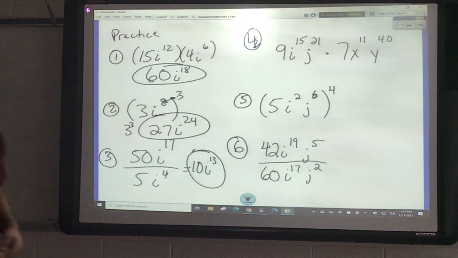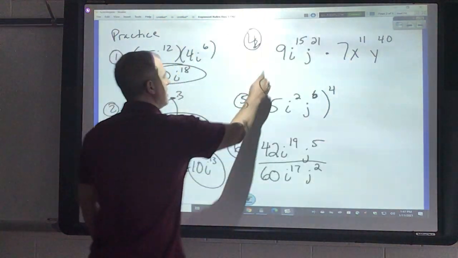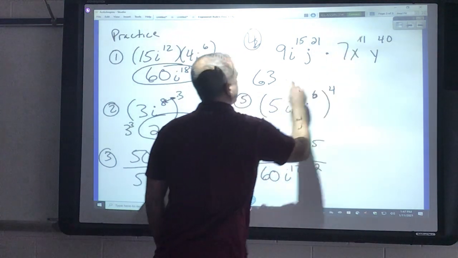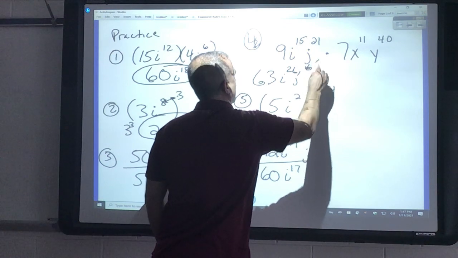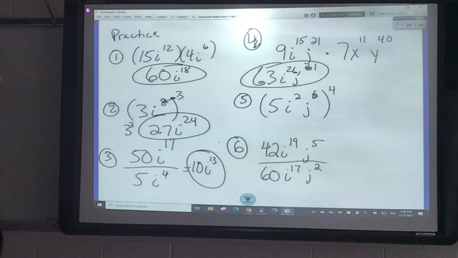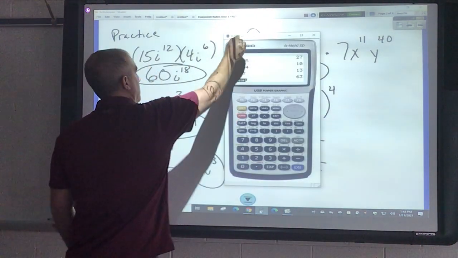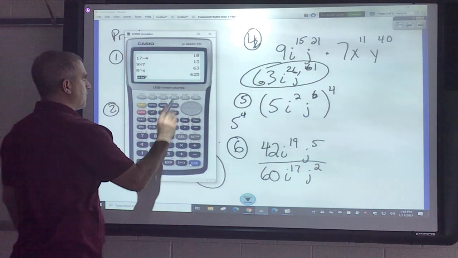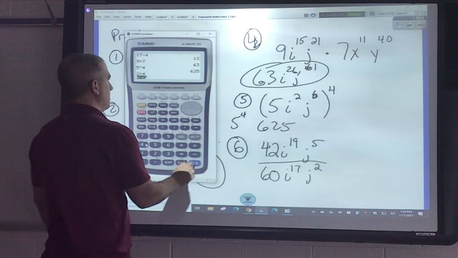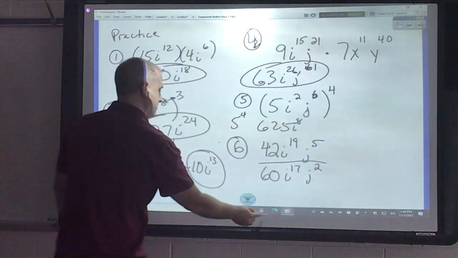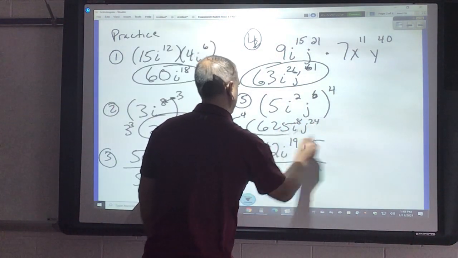This one, multiplication rule, 9 times 7, 63. Add the i's. 15 and 11 would be 26. Add the j's. 21 and 40 would be 61. That would be my answer there. Here's the power rule. 5 caret 4, I want to make that the exponent. So 5 caret 4. Do that before you do anything else. 625. Multiply. 2 times 4, 8. 6 times 4, 24. That would be that one.